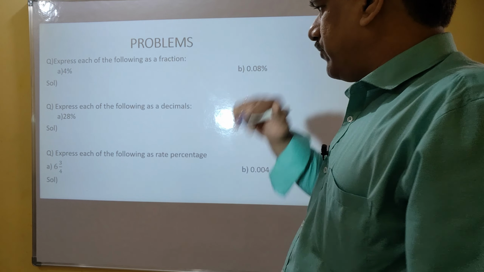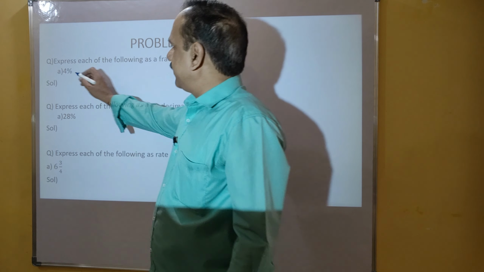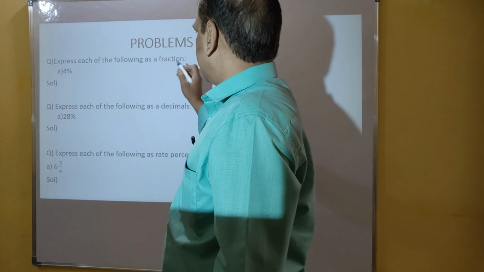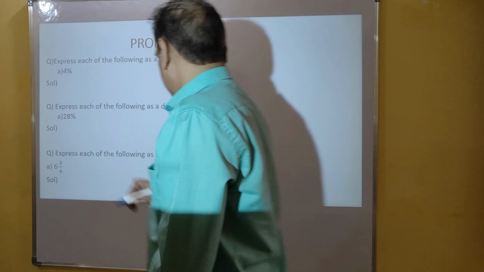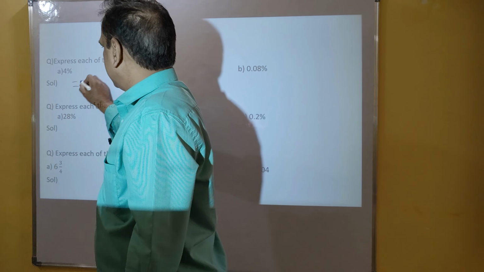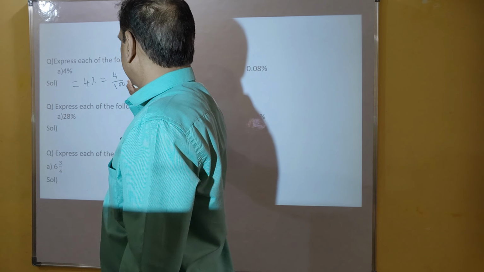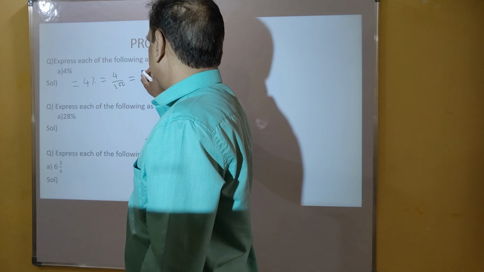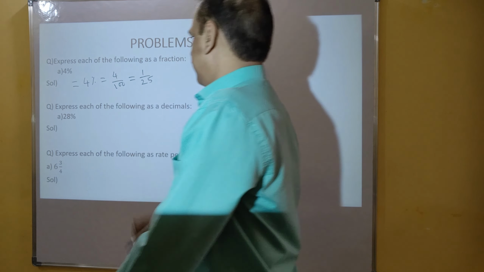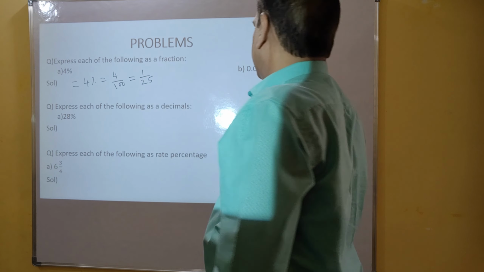Now these are the problems we are going to solve. The first problem is: express each of the following as a fraction. Now 4%, how do you write 4%? 4% is 4 by 100, which is 1 by 25 as a fraction in P by Q form.